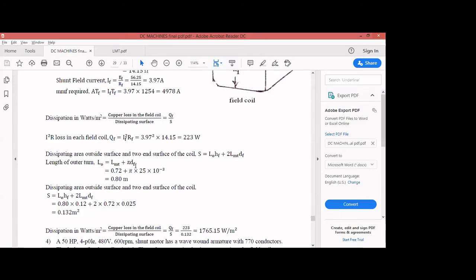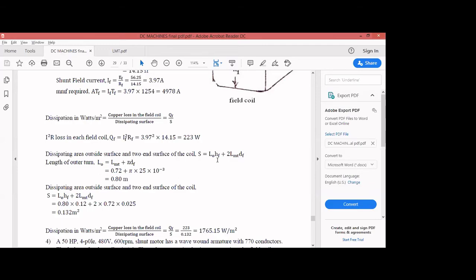Otherwise, if you want to calculate, L0 is equal to 2 times (LP plus PP plus 4 Ti) into 2 pi DF. Use that formula, then you can calculate. Otherwise, you have already calculated LMT, then you add pi DF. That is the difference between your LMT and the outer turn. Only pi DF is extra. So already I calculated LMT, you add pi DF.